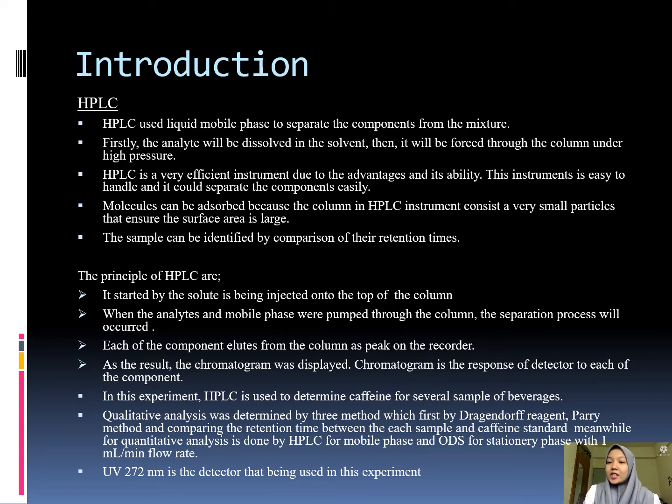In this experiment, HPLC is used to determine the amount of caffeine in several samples of beverage. Qualitative analysis in this experiment was determined by three methods. Firstly, by Dragendorff reagent. Secondly, by using the Perry method. Thirdly, by comparing the retention time of each sample and the caffeine standard. Quantitative analysis is done by HPLC, with methanol for the mobile phase and ODS for the stationary phase. The flow rate in this experiment is 1 ml per minute and the detector used in this experiment is UV 272 nanometer.